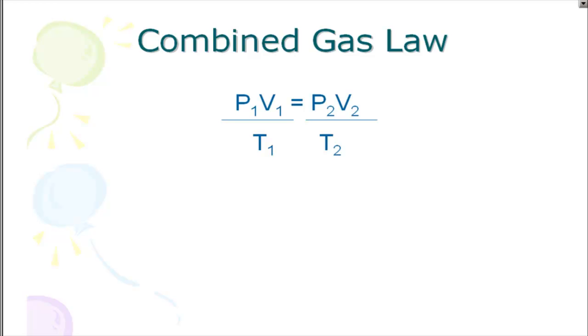So here's the combined gas law. P1 V1 over T1 equals P2 V2 over T2. Now this one can be important when you're looking at changes in pressure, volume, and temperature and how that's going to affect those other variables.